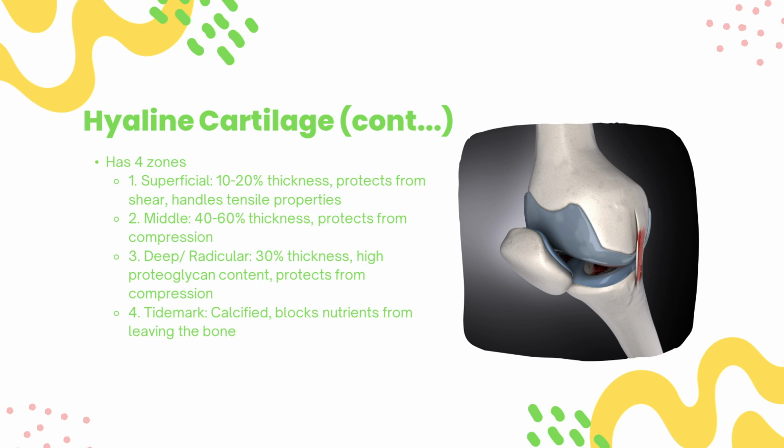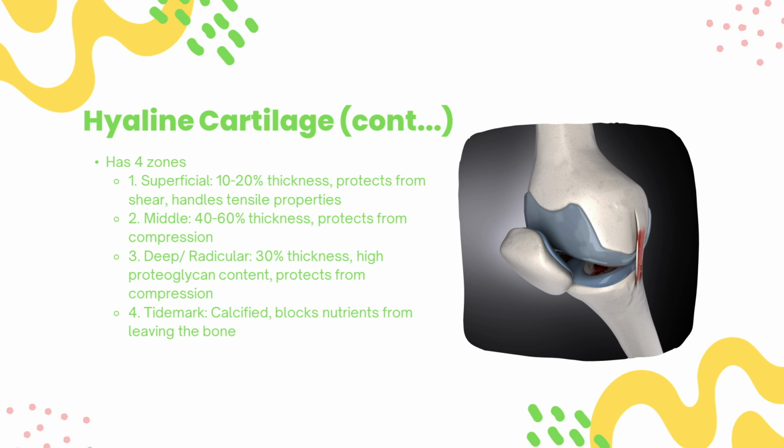Now again, so we have superficial, middle, and now we're going into the deep radial area, and this is about 30% of the thickness of the cartilage itself. And this has a lot of proteoglycans. When we went back to the soft tissue, the proteoglycans are big protein macromolecules. And this also helps to protect from compression of the cartilage and the bone.